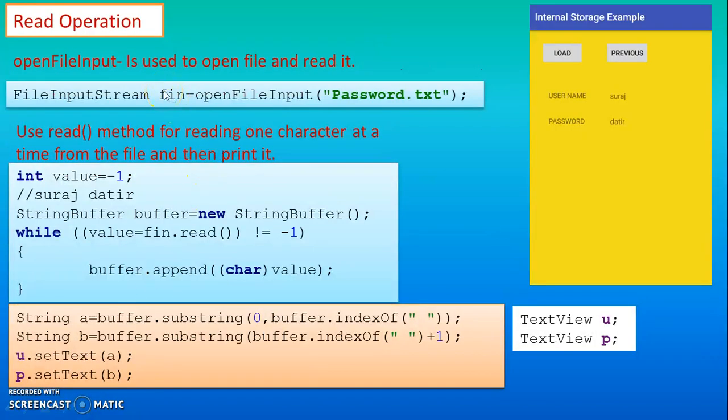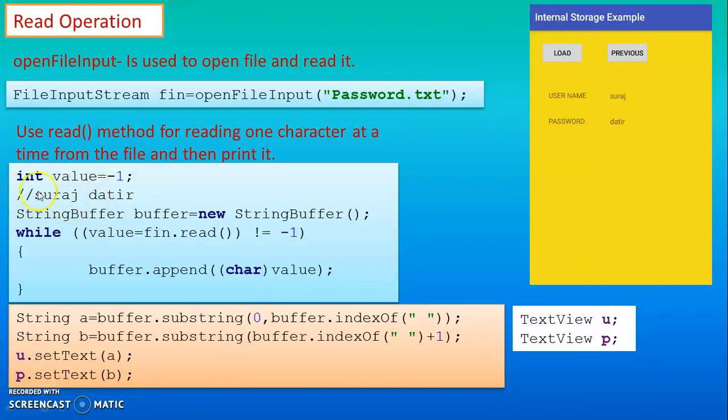Then after writing you may perform read operation. For that you have to use openFileInput method. It is used to open file and read it. For that you have to use the statement like this: FileInputStream object fin, then name of the file. Here you have to specify only name of file. Then after that you have to use read method for reading one character at a time from the file, and then print it. Means you can read only one character at a time.